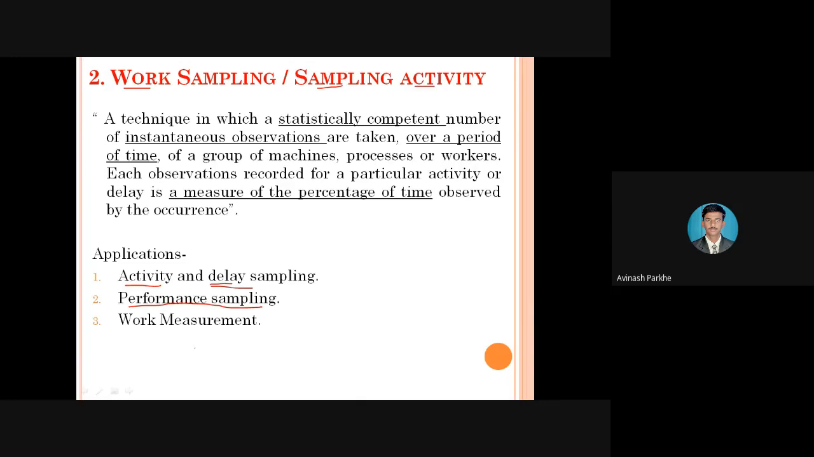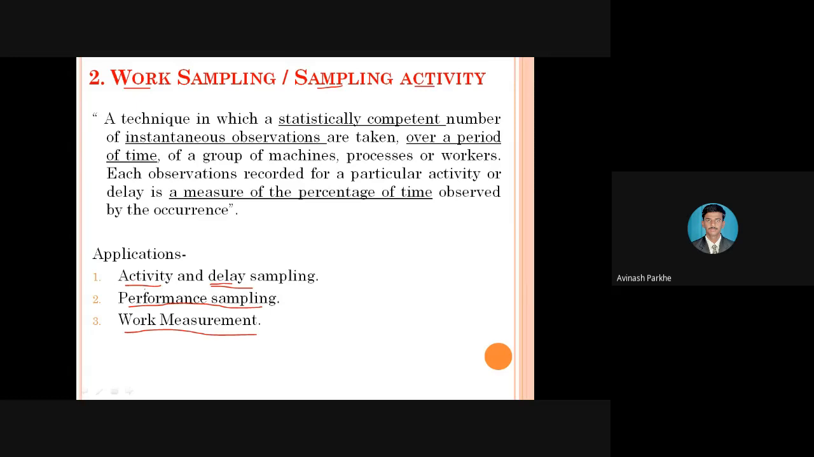And the third important application is work measurement. This is the requirement: whatever task the operator is performing, how much time is required to complete that particular task. That time, the work measurement, we also calculate by using this work sampling. So these are the three major applications.